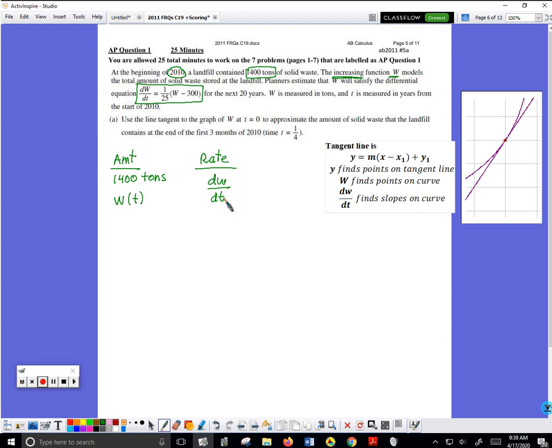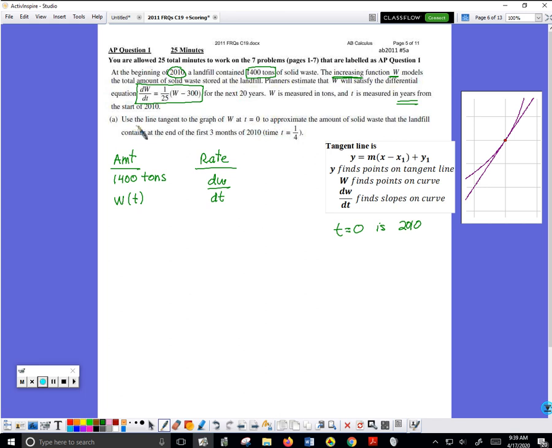W is measured in tons, we already have that. T is measured in years, that could be important. Oh, from the start of 2010. So that means T equals 0 is 2010. Okay. Use the tangent line to W at T equals 0 to approximate.